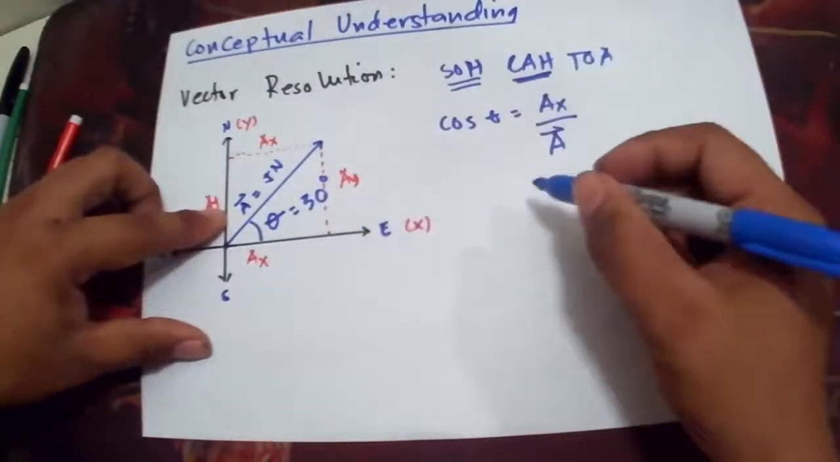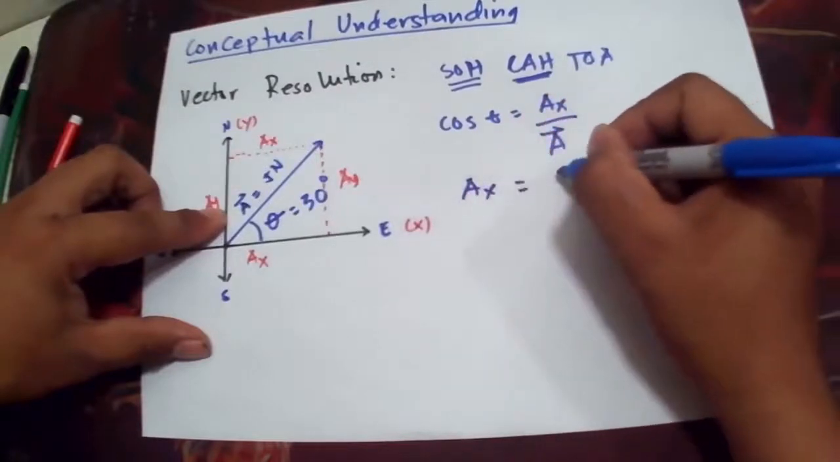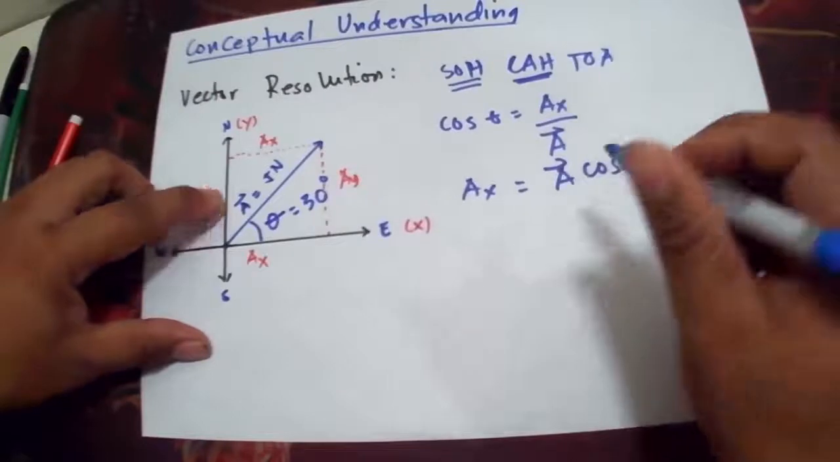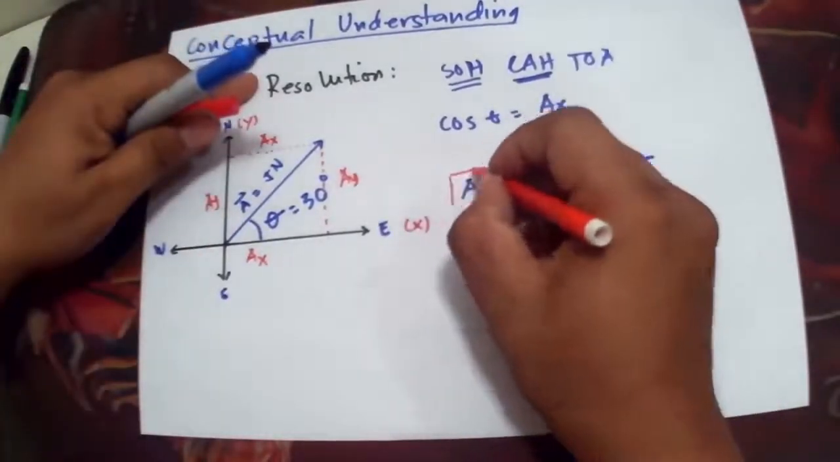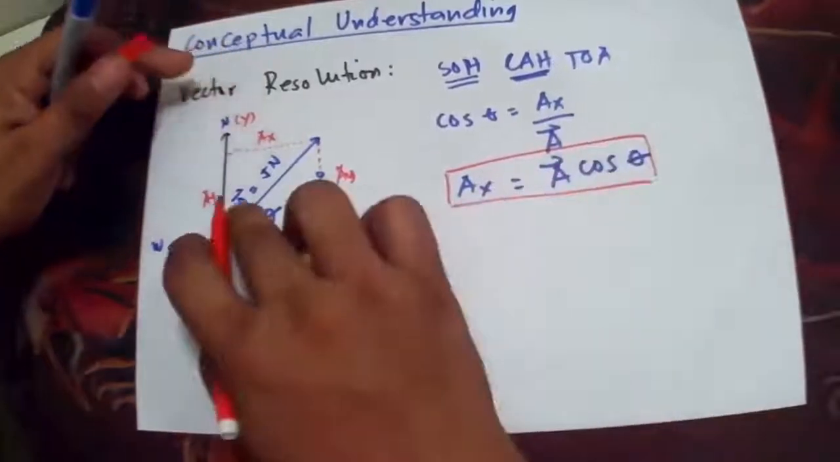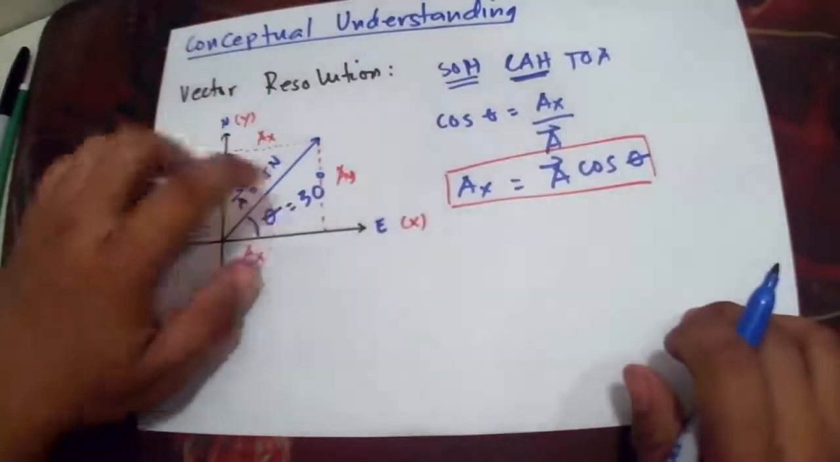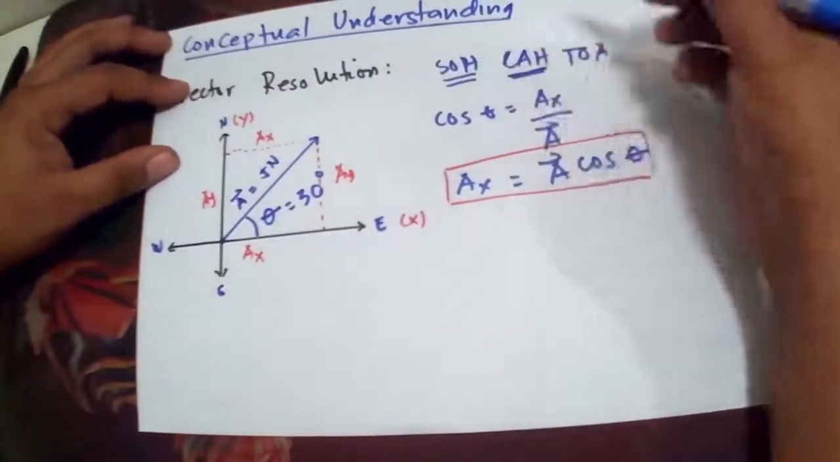Now, cross multiply this one, this becomes a sub x is equal to vector a cosine of theta. Now, this cosine theta here is the x component of this vector. Now, let's go for the y component of this vector. For the y component of this vector, we can use the sine function here.